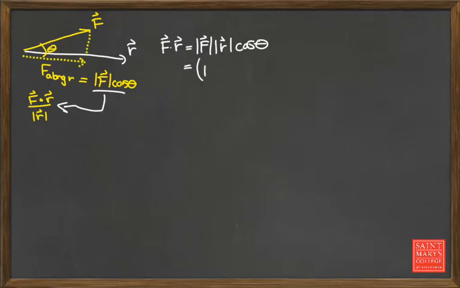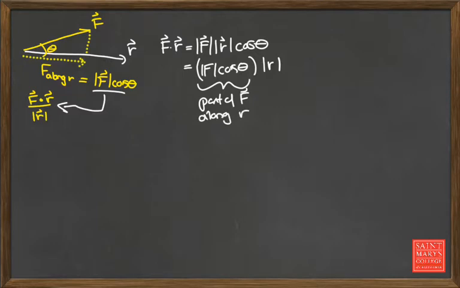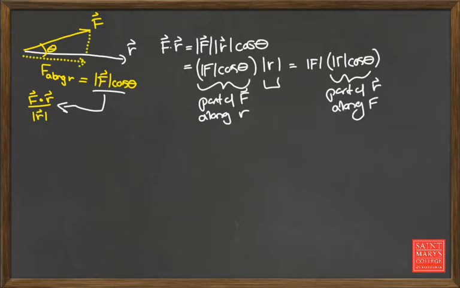But I can be clever with my parentheses and write this as f cosine of theta times the magnitude of r, where you can think of this as the part of f along r multiplied by r. But you can also think of this as f times the magnitude of r times cosine of theta. So you could think of this as the part of r along f.